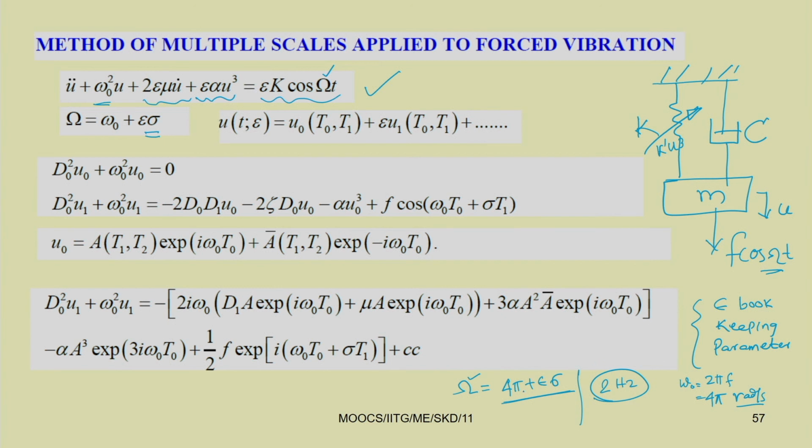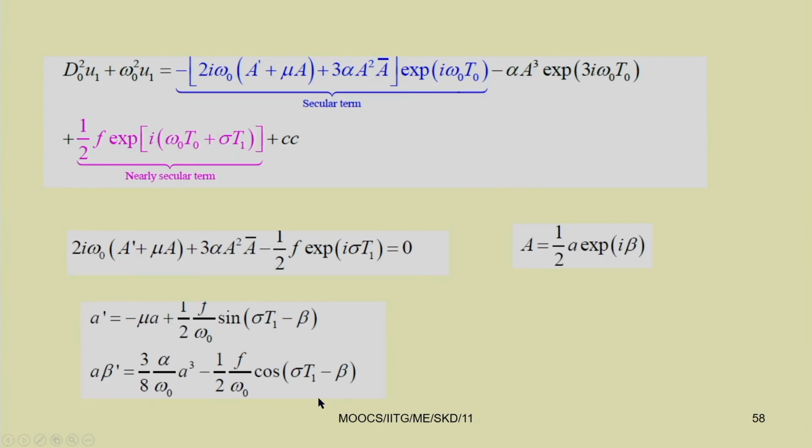So, pi equal to 3.14. So, 4 into 3.14 plus minus epsilon sigma becomes 12.56 plus minus epsilon sigma. So, we can take values near to this, that is, we can vary the value of omega, for example, from 12.75 to 13.25. This way we can vary.